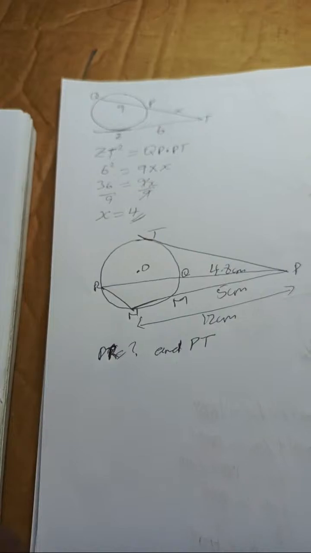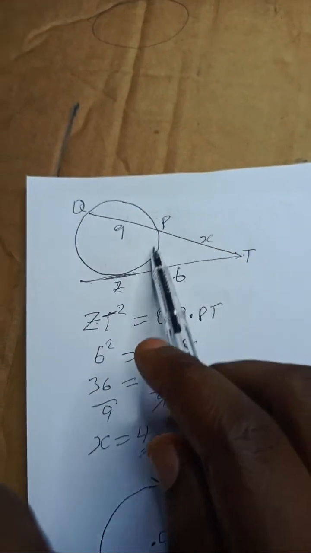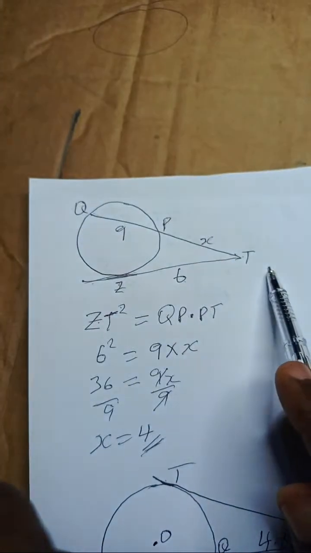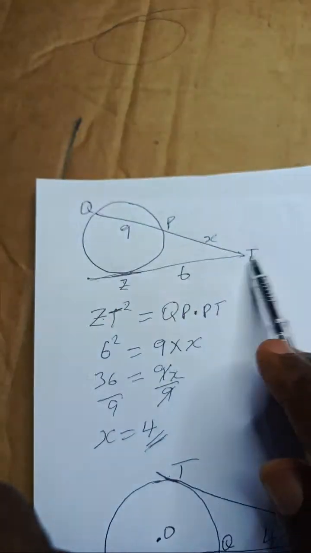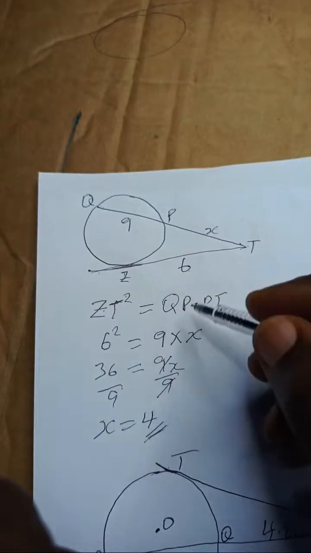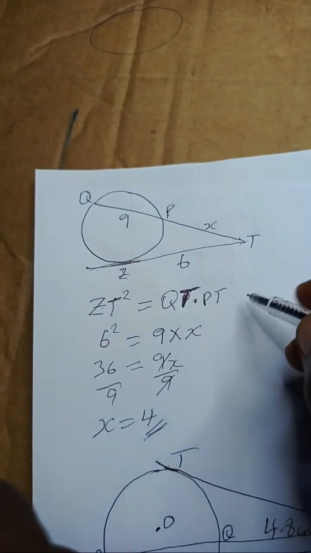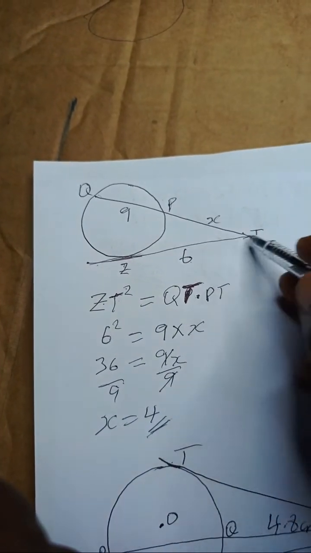Thank you. I've seen an error here. The other time, I said QP. It is not QP, it should be QT. It should be QT, not QP. This one should be QT. Thank you for that. Everything should relate to this T.